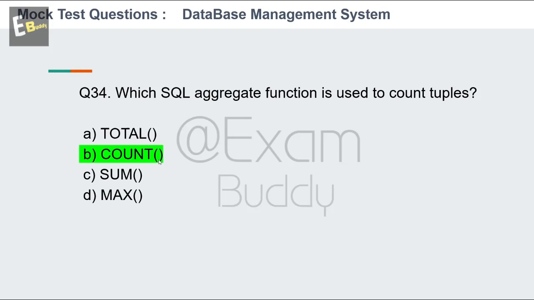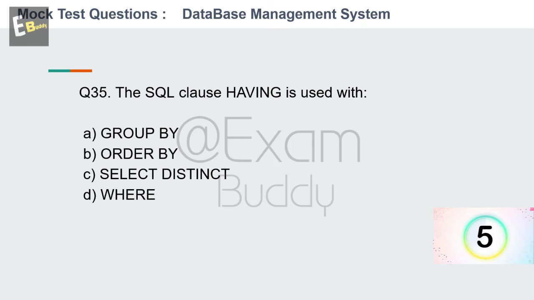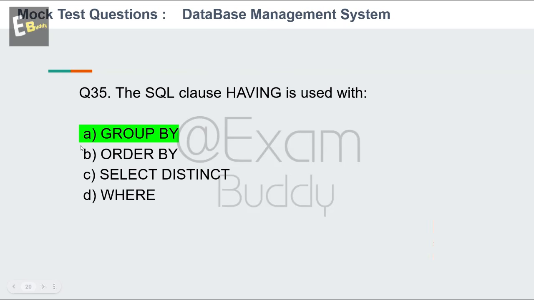Now let's go to question number 35. The SQL clause HAVING is used with: group by, order by, select distinct, where. So your time starts now. And the answer is A, group by.